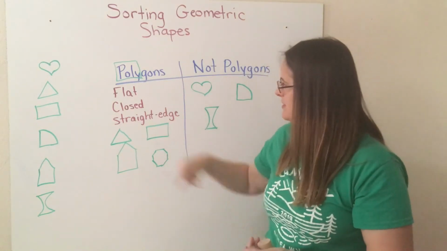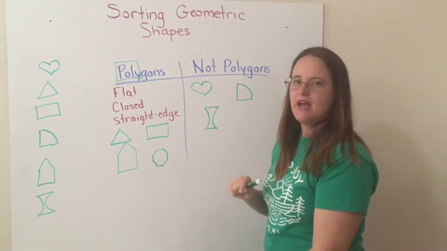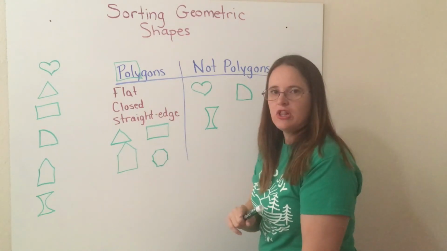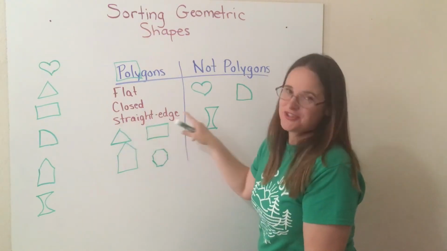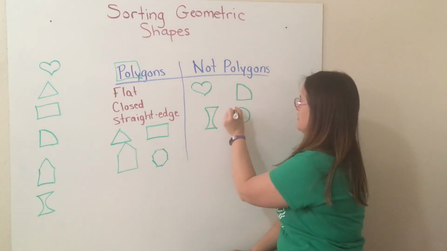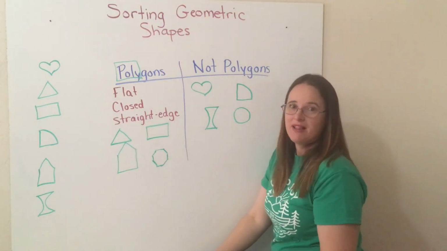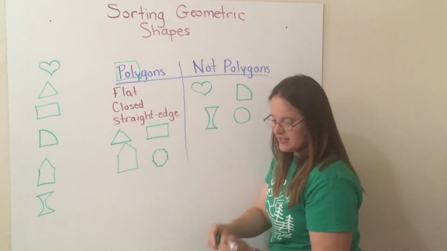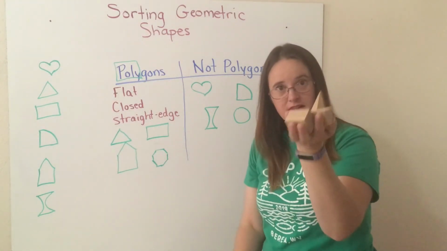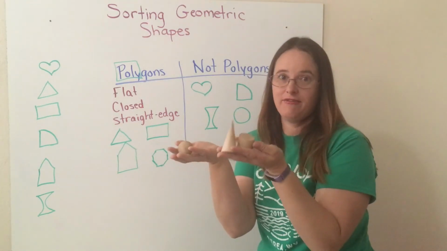Let's look at circles. We didn't put circles over here. So is a circle a polygon or not a polygon? Is a circle flat? Yes. Is a circle closed? Yes. Does a circle have straight edges? No, it does not. So a circle, even though it's a pretty typical shape, it is not a polygon. It doesn't fit this definition. So our two groups here are shapes that are made from polygons and shapes that are not made from polygons.